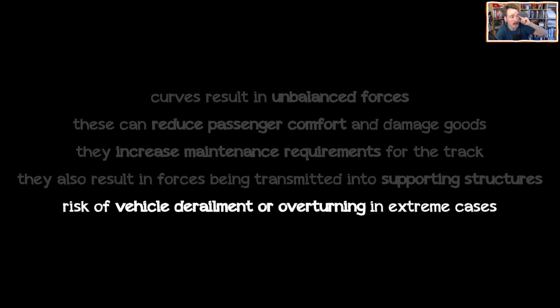These can reduce passenger comfort and damage goods. They increase maintenance requirements for the track. They also result in forces being transmitted down into the rest of the railway system, so down into the supporting structures like bridges and earthworks, which can be bad. In extreme cases, you do have a risk of vehicle derailment or overturning. But I'll just emphasize, when we're talking about curve design, we're designing for comfort and resilience, not to stop a train derailing and murdering everyone.